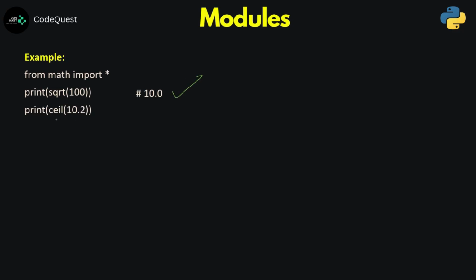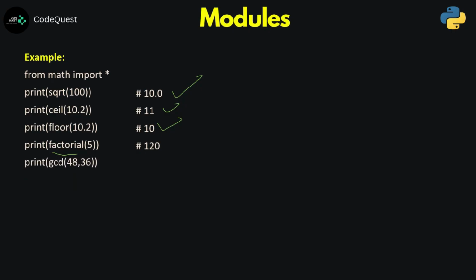Now ceil is basically used to find out the smallest integer that is either greater than or equal to the number. So ceil of 10.2 is going to provide us 11. Similarly, floor of 10.2 is going to give us 10. The factorial of 5 gives the result 120. Then GCD of 48 and 36 is 12, and LCM of 24 and 36 is 72.